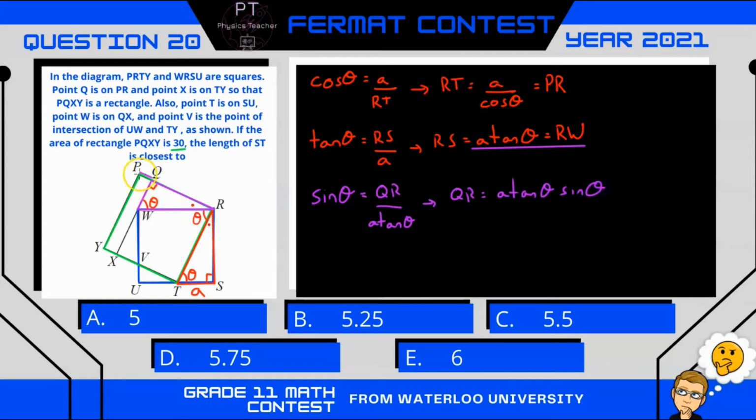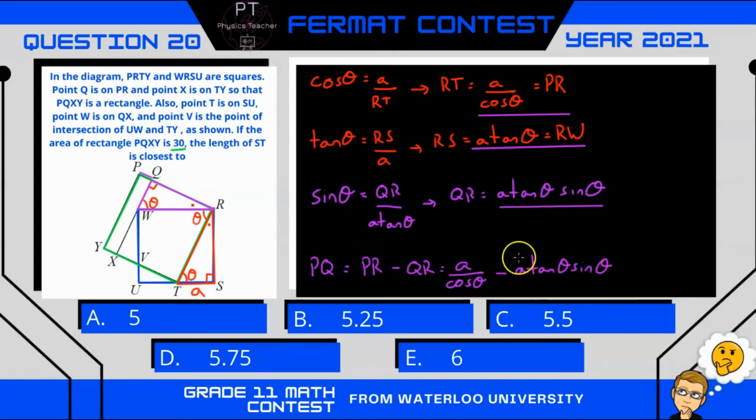Now what I'm going to do is solve for this tiny little bit here of this rectangle. So the length PQ. And the length PQ is this entire length PR minus this length QR. Now PR I've solved for up here. It's A divided by cos theta. And QR I've solved for here is A tan theta sine theta. So now I'm going to simplify this expression, and I'm going to give myself a bit of room.